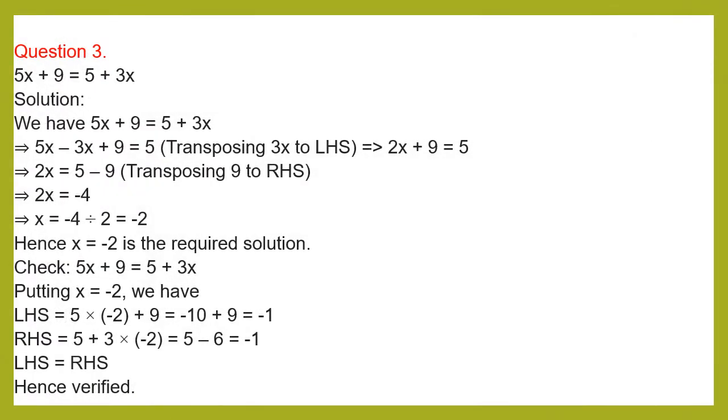Now come to question number 3, children. Question number 3 is 5x plus 9 equals 5 plus 3x. Now transpose this plus 3x to the LHS of the equation. So 5x, this 3x comes to this side, it becomes minus 3x, plus 9 is equal to 5. In 5x, 3x goes, we'll get 2x. So 2x plus 9 is equal to 5.